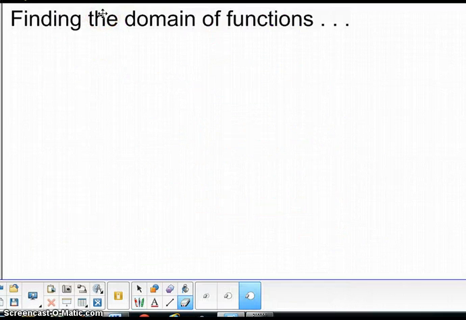The last topic is finding the domain of functions. Unfortunately, I'm not going to have enough time to talk about it in this video, but that's where we're going to start up the first thing in class tomorrow.